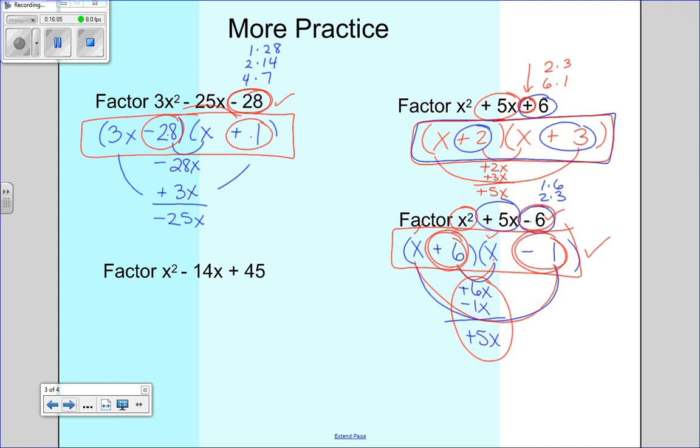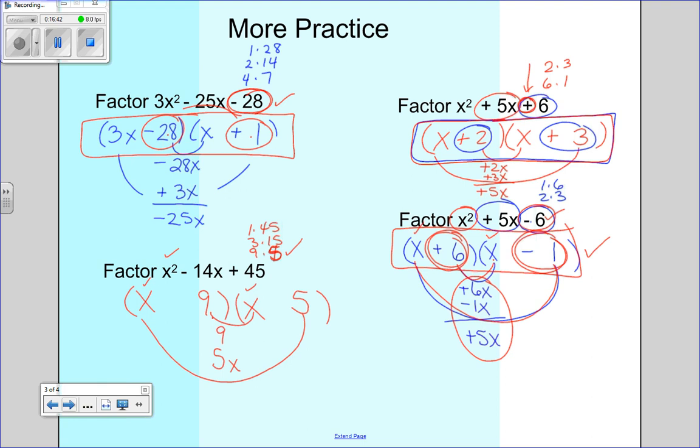All right, last but not least, let's do this one. X squared minus 14x plus 45. X times x is x squared. Then we're going to have 1 times 45, 3 times 15, or 9 times 4. Oh, no, that's not right. 5 times 9, sorry. 9 times 5 is 45. So we need to probably use the 9 and the 5 to get the 14. All right, first times first, x times x is x squared. That works. Outside is a 5x.